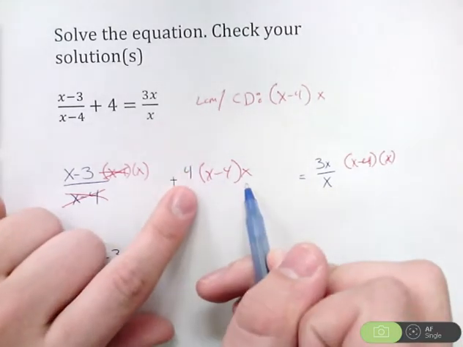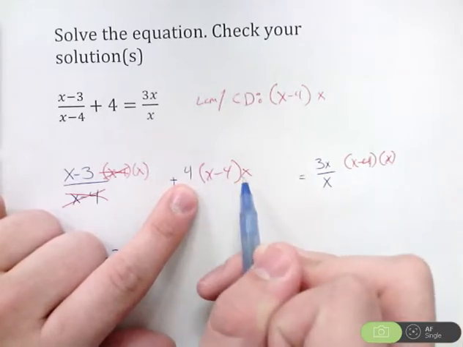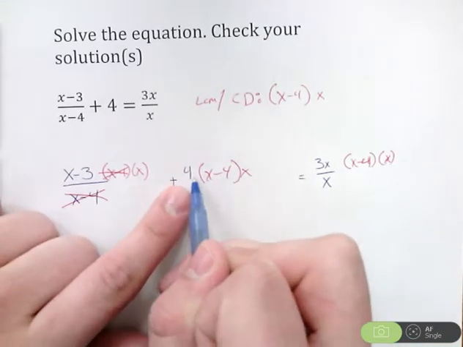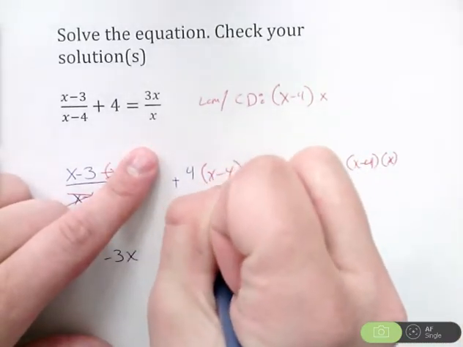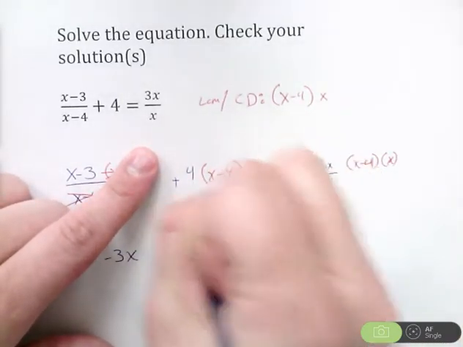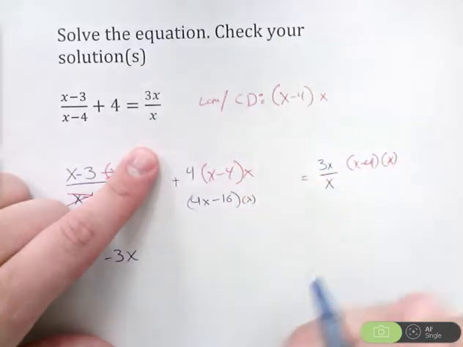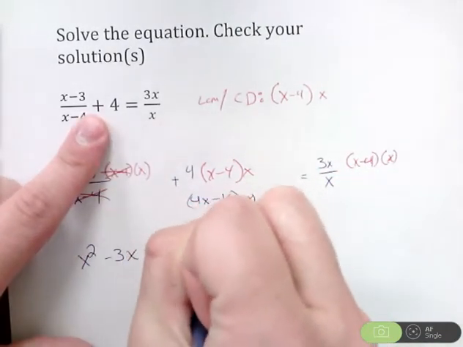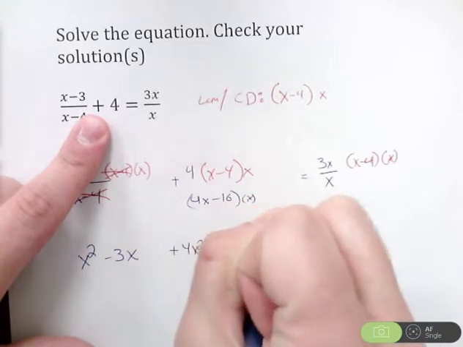So I just have to multiply this all together. It might be a little bit difficult. You can multiply the 4 times the x minus 4 first, then multiply by the x. So 4 times x minus 4 is 4x minus 16, times x. Then distribute the x through, and you get 4x squared minus 16x.